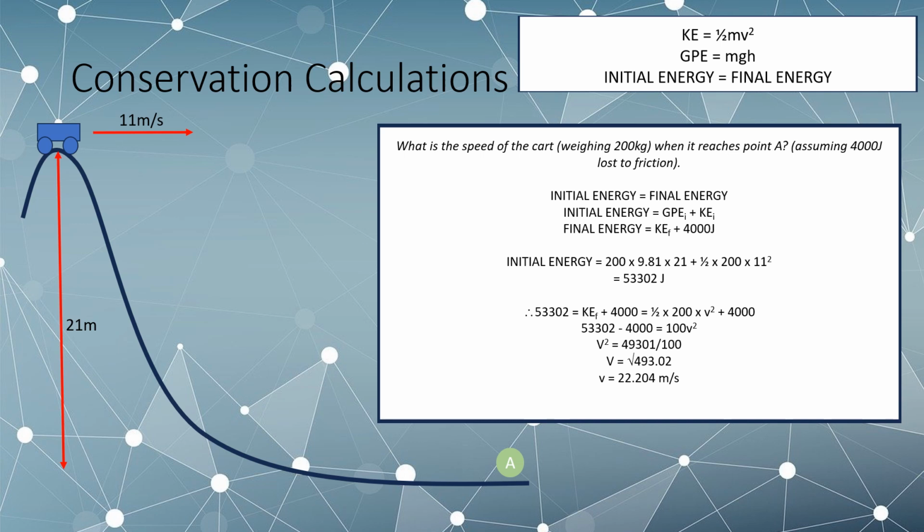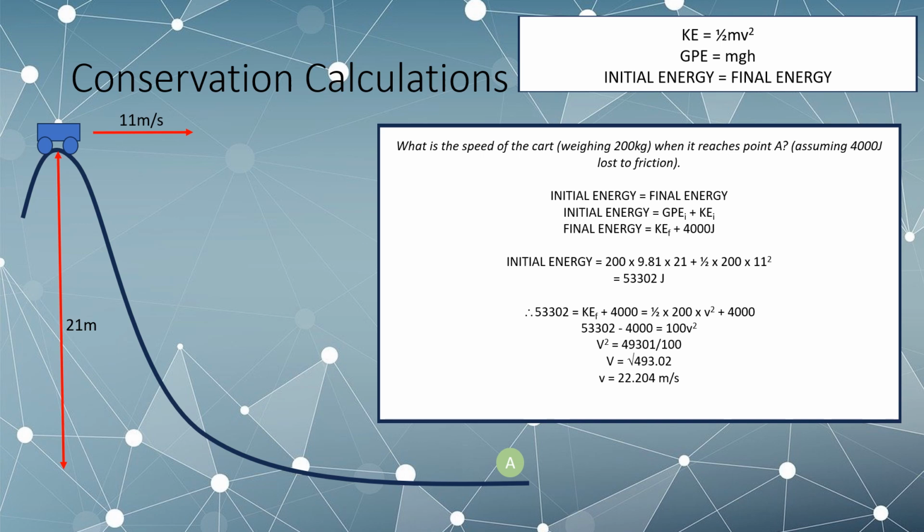Okay, let's calculate our initial energy first. Our mass is 200. Our height is 21 meters. So 200 times 9.81 times 21 gives us our gravitational potential. For our velocity, it's 11 meters per second at that starting point. So our kinetic is going to be half times 200, our mass, times 11 squared. Remembering again, be careful with the squared. Plugging all that into your calculator, you get 53,302 joules.